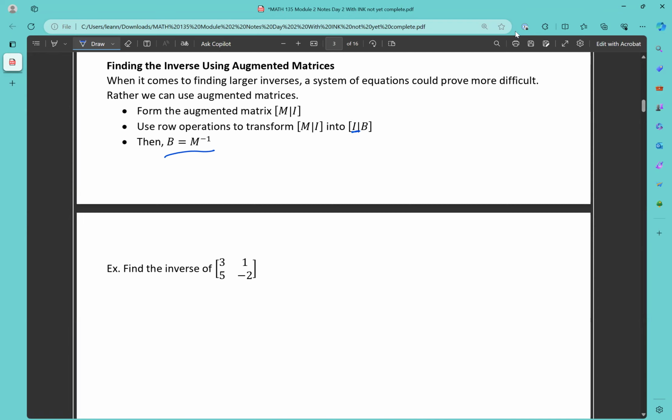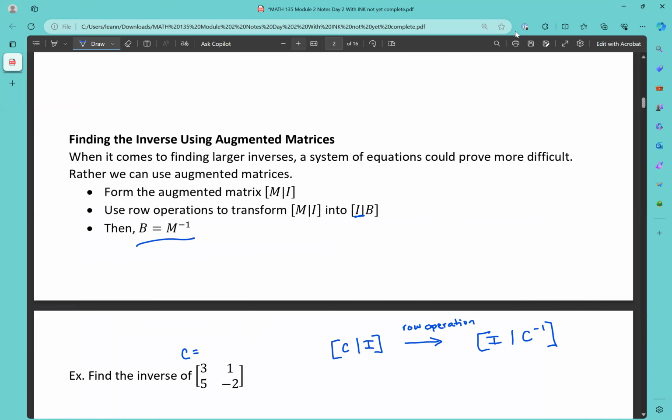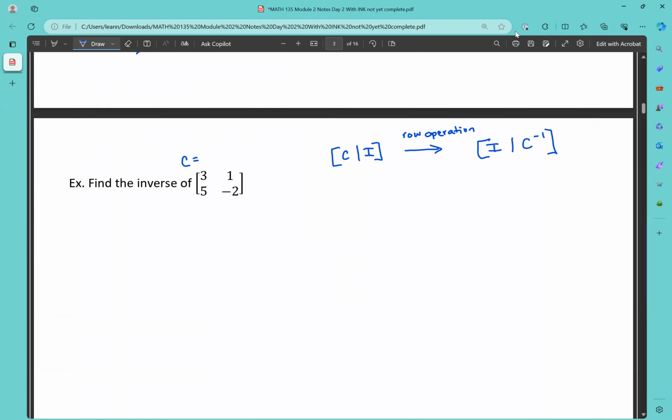So let's say this matrix was called matrix C. Our first step is to form, remember, the C bar I as an augmented matrix. And the goal is, after we use our row operations that we've learned about in the past, we're going to switch it so that the identity is on the left, and then the inverse of C, if it exists, will be on the right. That's the goal.